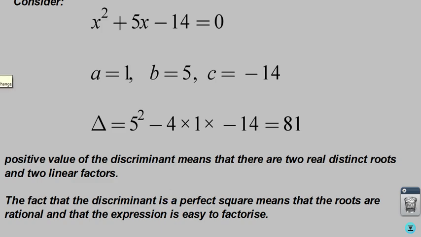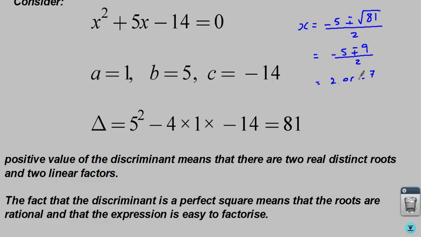Let's see what this means. Using the formula, x is equal to negative b plus or minus the square root of 81, which is the square root of the discriminant, divided by 2a, which is 2. This is negative 5 plus or minus 9 divided by 2. Taking the positive, negative 5 plus 9 is 4, divided by 2 is 2, or negative 5 minus 9 is negative 14, divided by 2, that's negative 7.